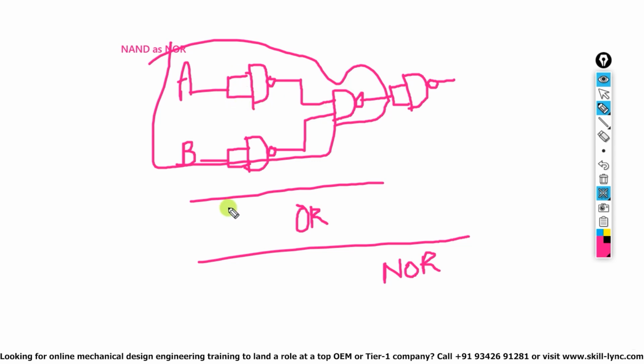Okay, total how many NAND gates have been used here? 1, 2, 3, 4. So for NOR gate we are using 4 NAND gates. So for NOT gate we were using 2 NAND gates, for our OR gate we were using 3 NAND gates, and for our NOR gate we were using 1, 2, 3, 4 NAND gates.